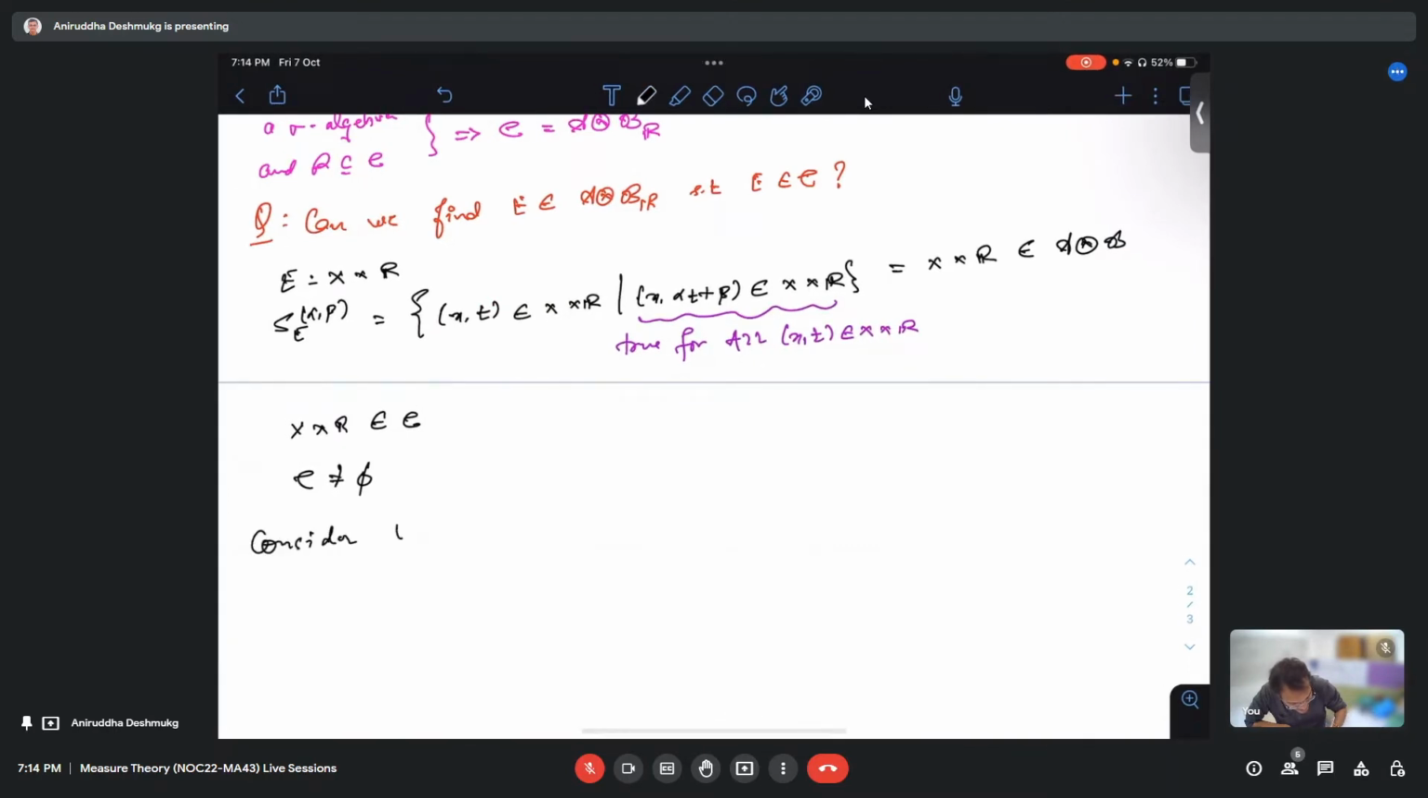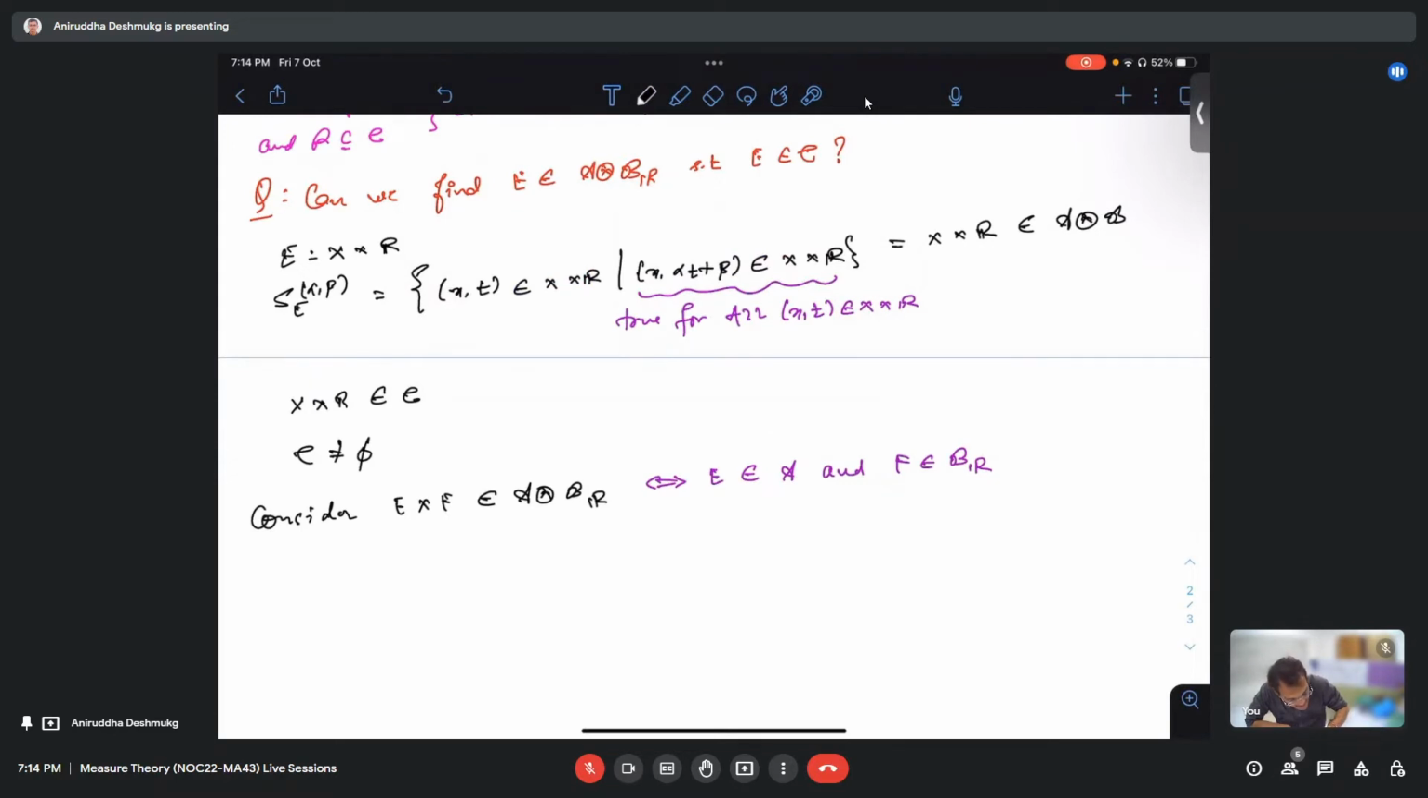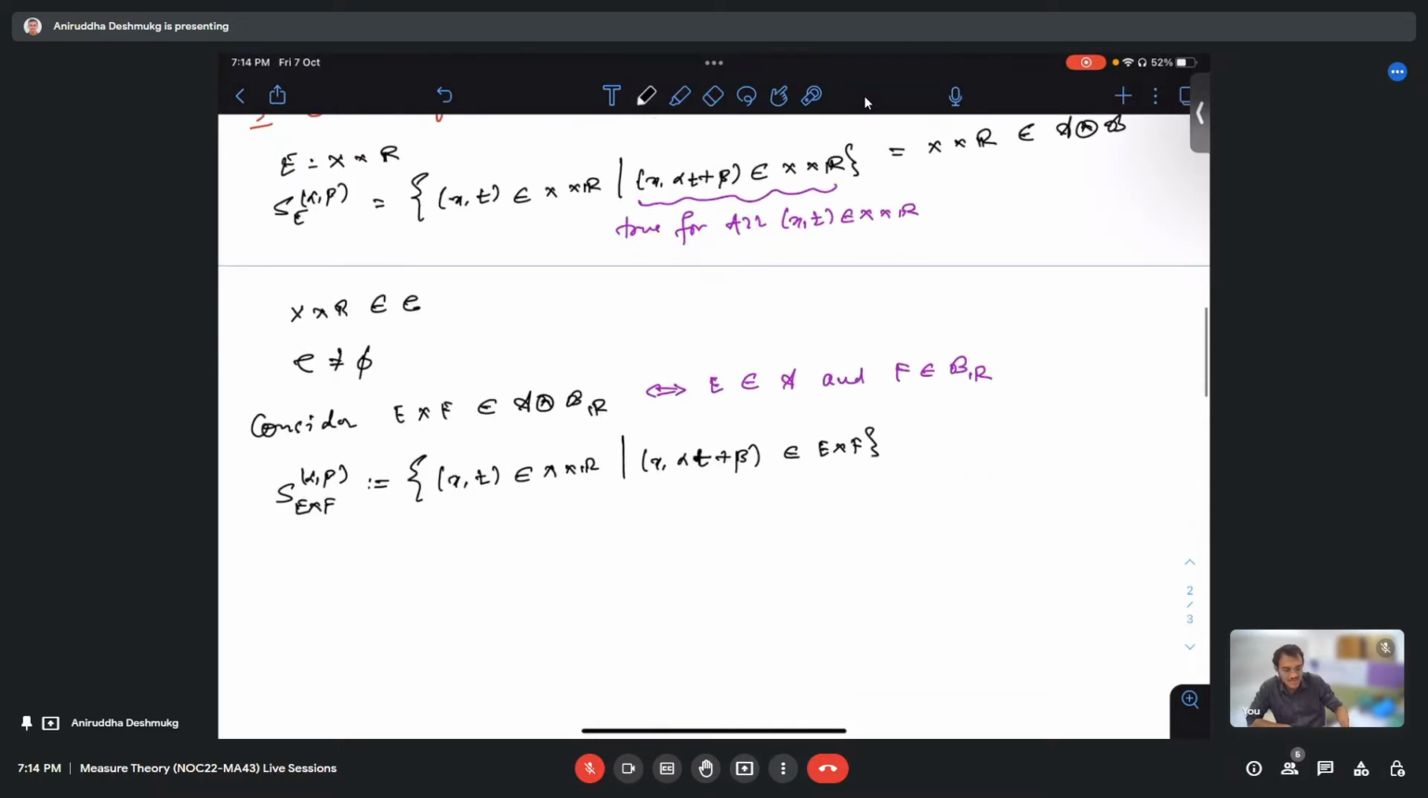Consider a set of the form E cross F coming from A cross BR, this product. What does it mean? It means that E is inside A and F is a Borel set in R, right? Now let us consider this S of E cross F, alpha, beta. This is the collection of all x comma t in X cross R such that x comma alpha t plus beta is inside E cross F. Yeah, this is the definition.